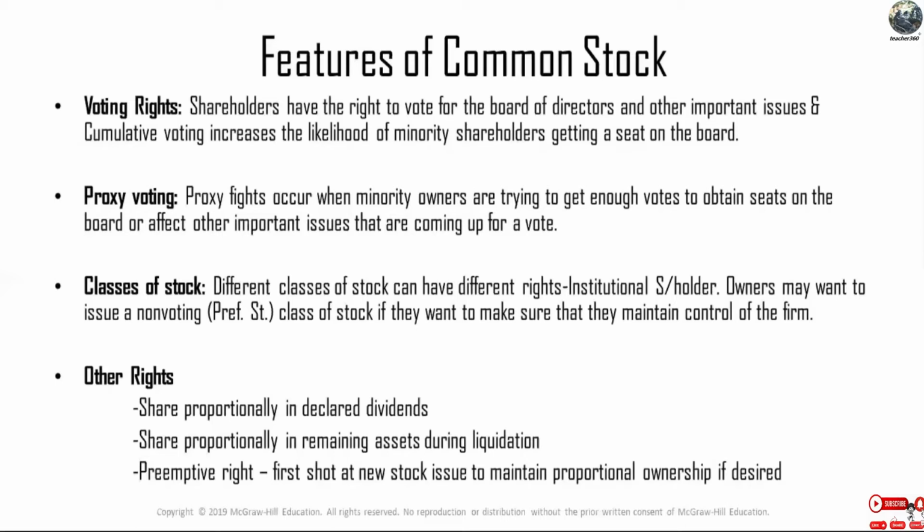Other rights of a common stockholder: when a company declares a dividend, then shares of the dividend are distributed proportionally among the common stockholders. When companies decide to liquidate their business, then the remaining assets are also distributed proportionally among the common stockholders.